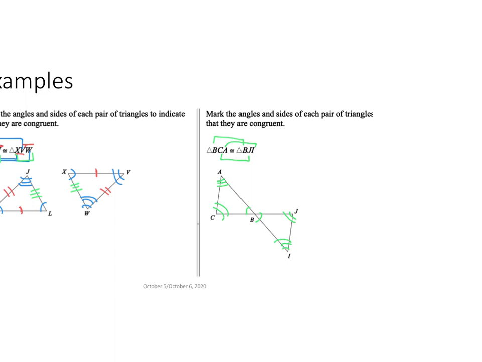All right, and then next I'm going to go through my sides. So BC matches up with BJ. So BC, BJ, and then I have CA and JI. So CA, I'm going to put 2 lines through. JI, I'm going to put 2 lines through. And then the last combination is BA and BI.